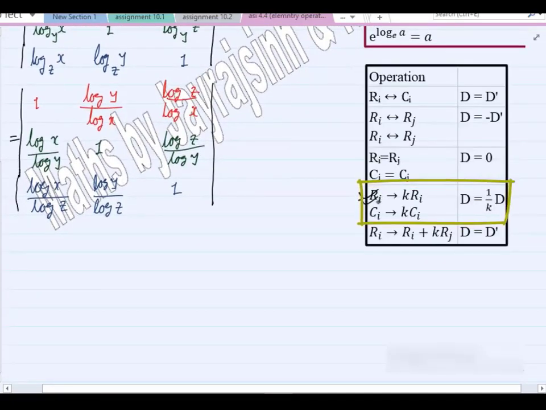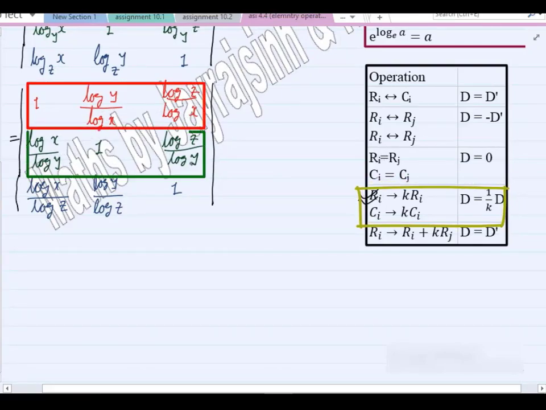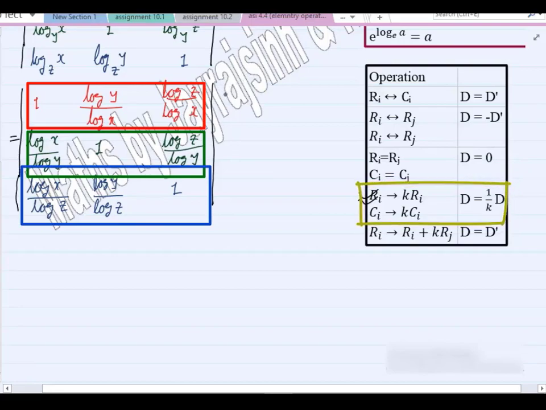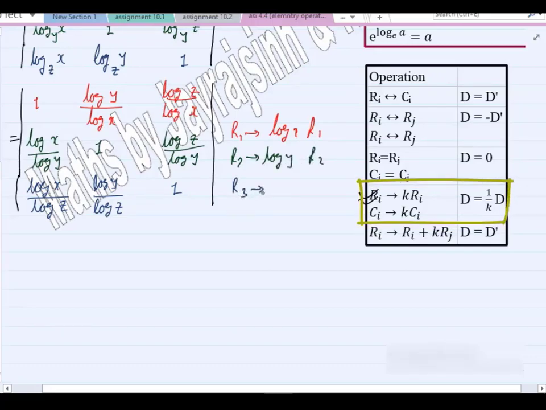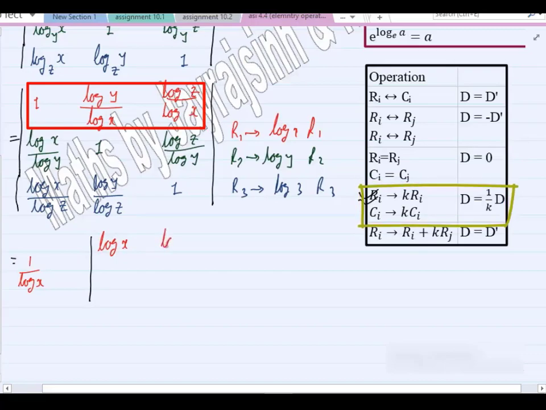Let's apply the fourth property to remove log x, log y and log z in the first, second and third rows. So we have to multiply log x to the first row, log y to the second row, and log z to the third row. So you have to divide by log x to the determinant because we are multiplying log x to the first row. So here we'll get log x, log y and log z.